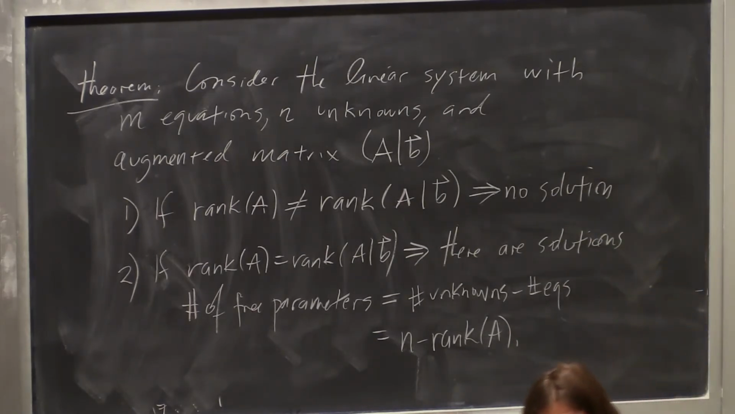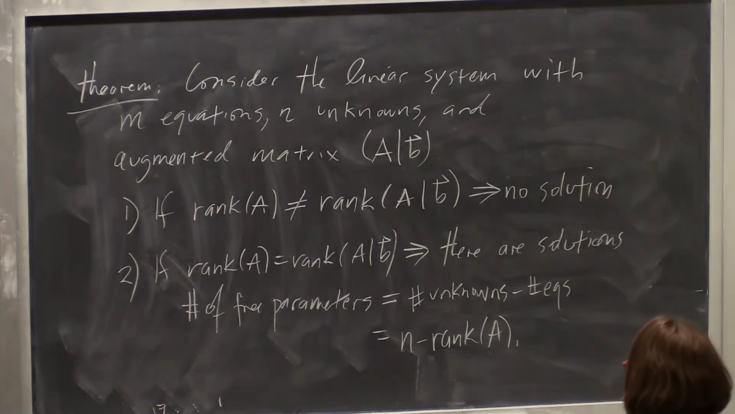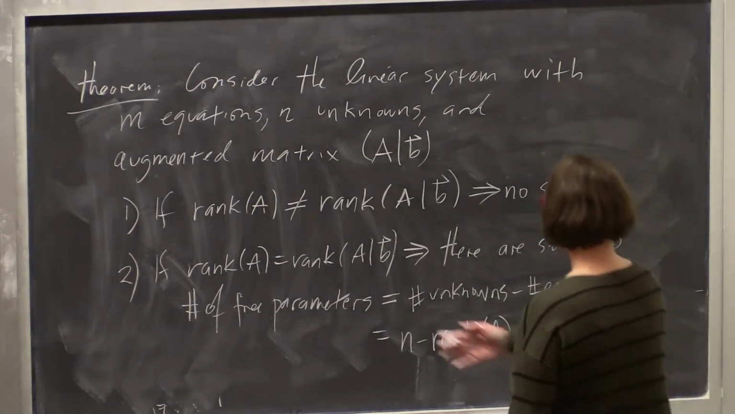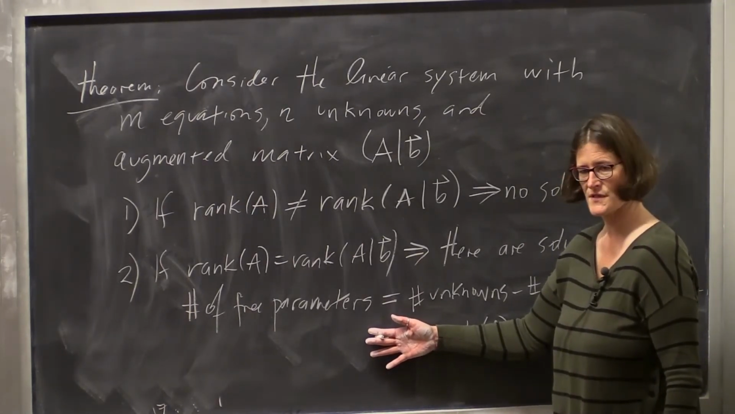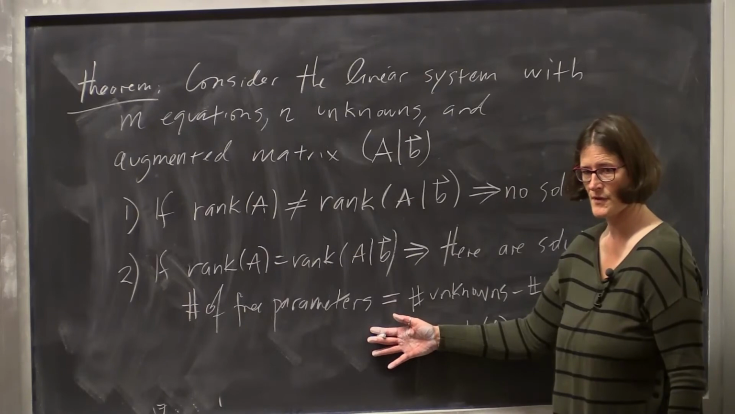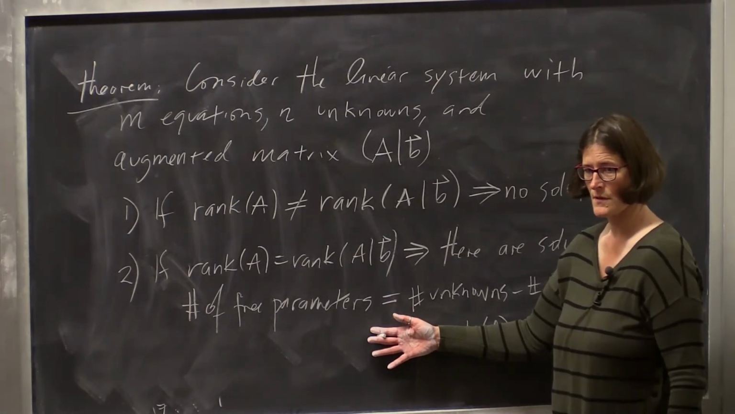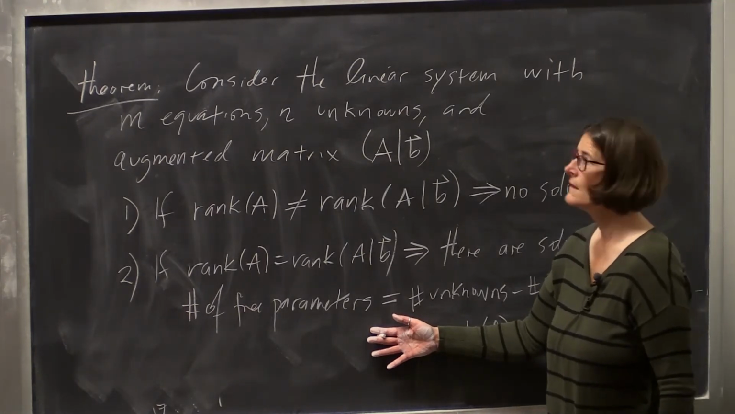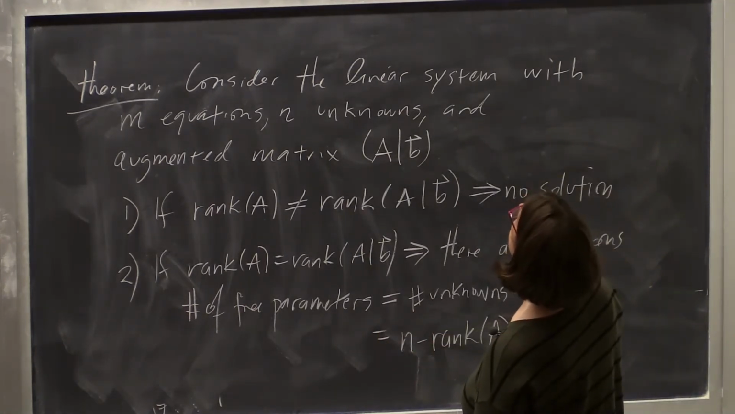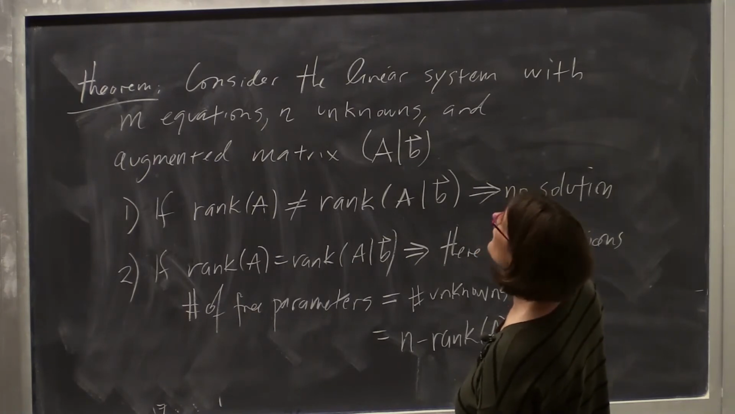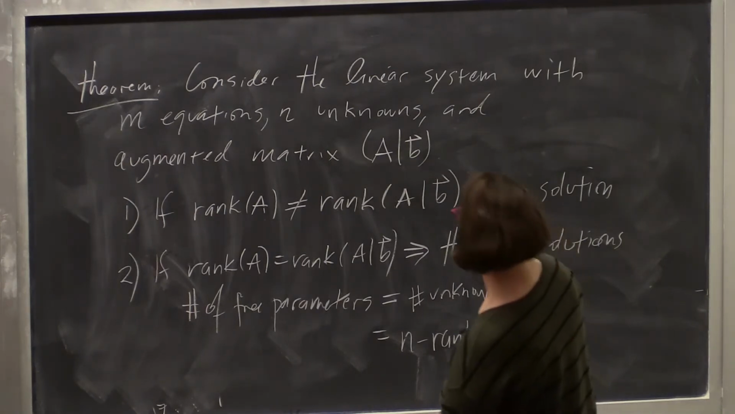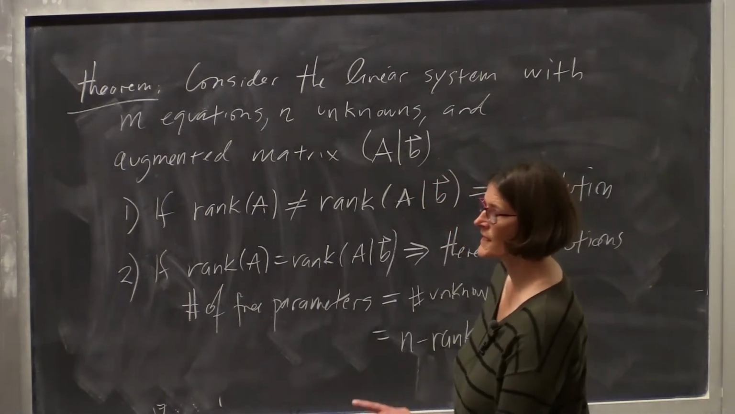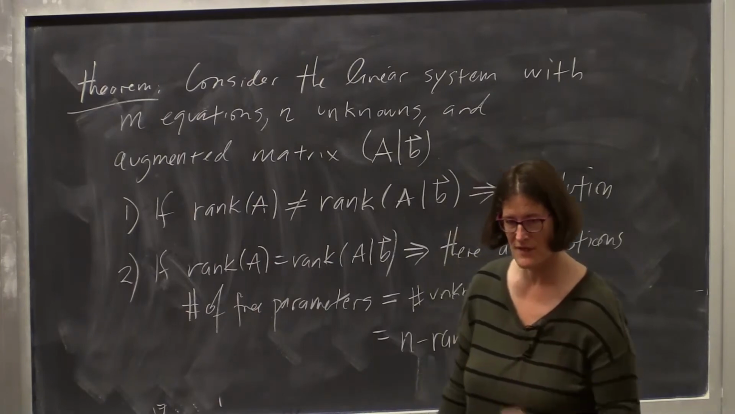Sorry, how does number 2 equal n minus the rank of A? Are you okay with this? That the number of free parameters in the solution is equal to the number of unknowns minus the number of equations? You're not okay with that. Okay. Then we are in trouble, because this is a fundamental thing.